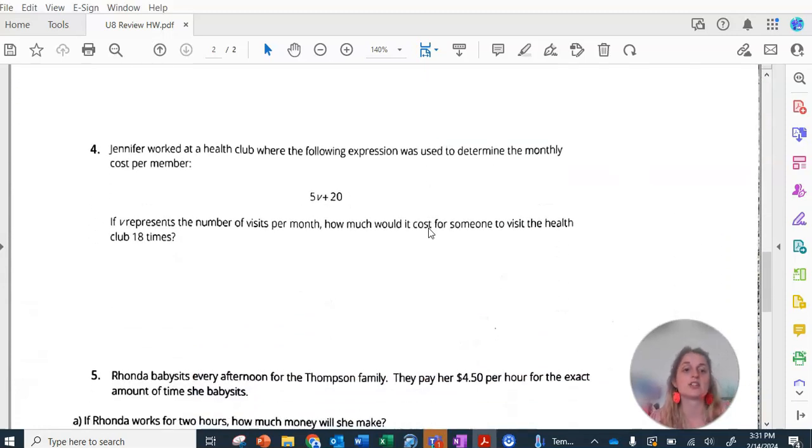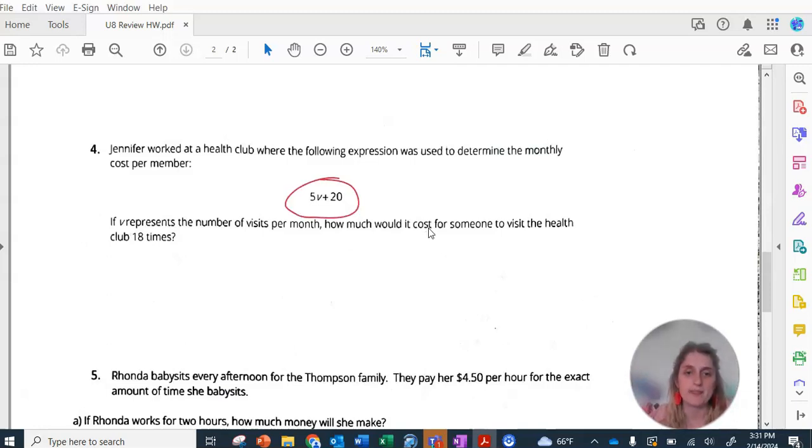On the back, Jennifer works at a health club, which is a very, very fancy way of saying incredibly expensive gym, overpriced gym, like the gym where they're like, ooh, would you like some coconut water while you're working out? Do you want me to put some cucumbers on your eyes? Like that kind of fancy.